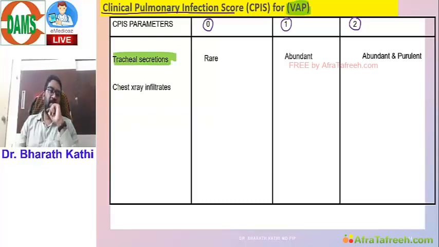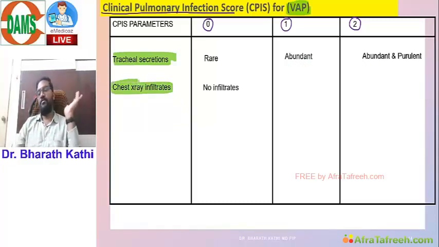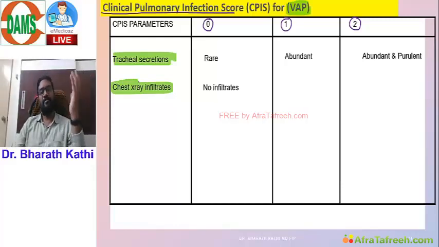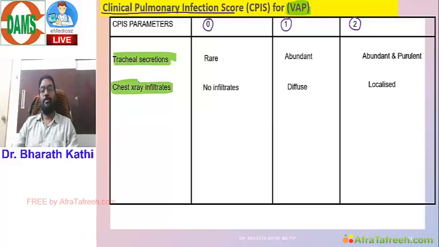Then chest X-ray infiltrates, the next parameter. So no infiltrates at all. You have taken a chest X-ray after connecting to a ventilator and there are no infiltrates. No need to worry. If there are bilateral diffuse infiltrates, 1 point. If localized and more of a consolidatory pattern, it is 2.